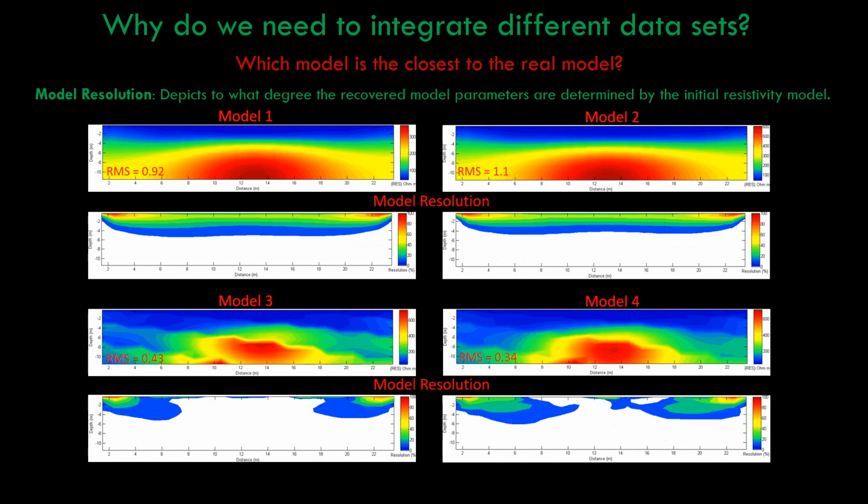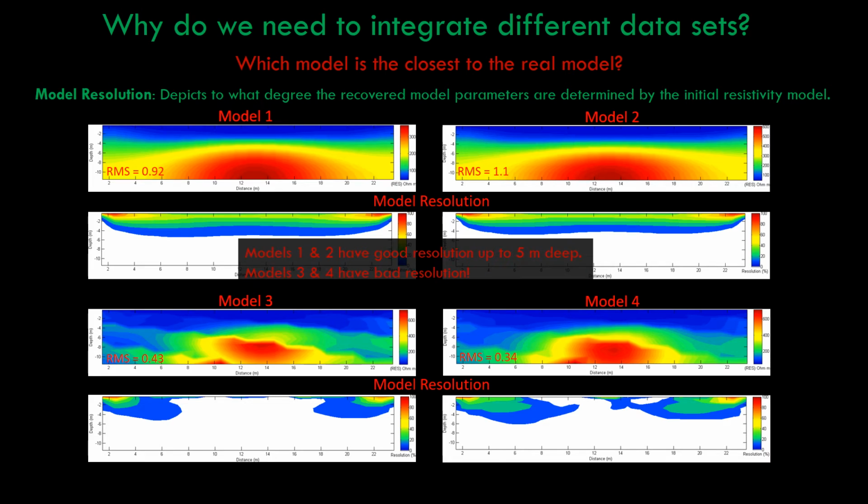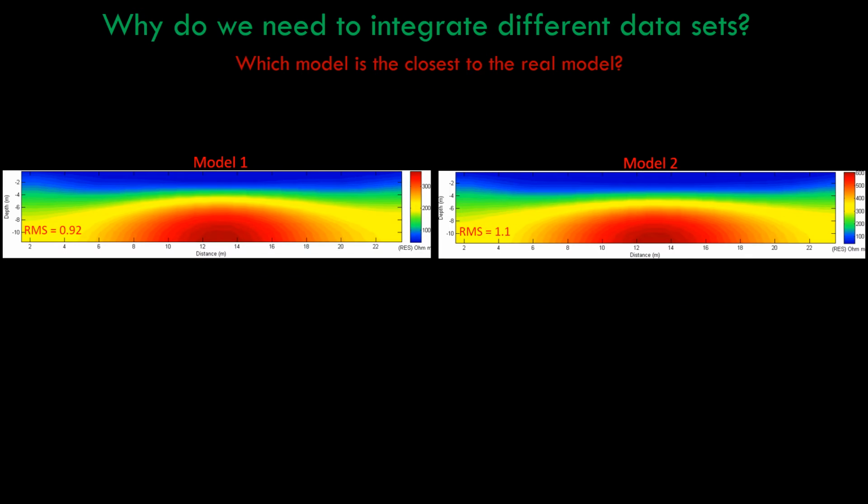The model resolution plots for the resistivity models 1 and 2 show good resolution up to about 5 meters deep, while models 3 and 4 have bad resolution throughout the model's domains. Therefore, models 3 and 4 are no longer considered valid models. Models 1 and 2 show similar resistivity structure, but completely different resistivity range.